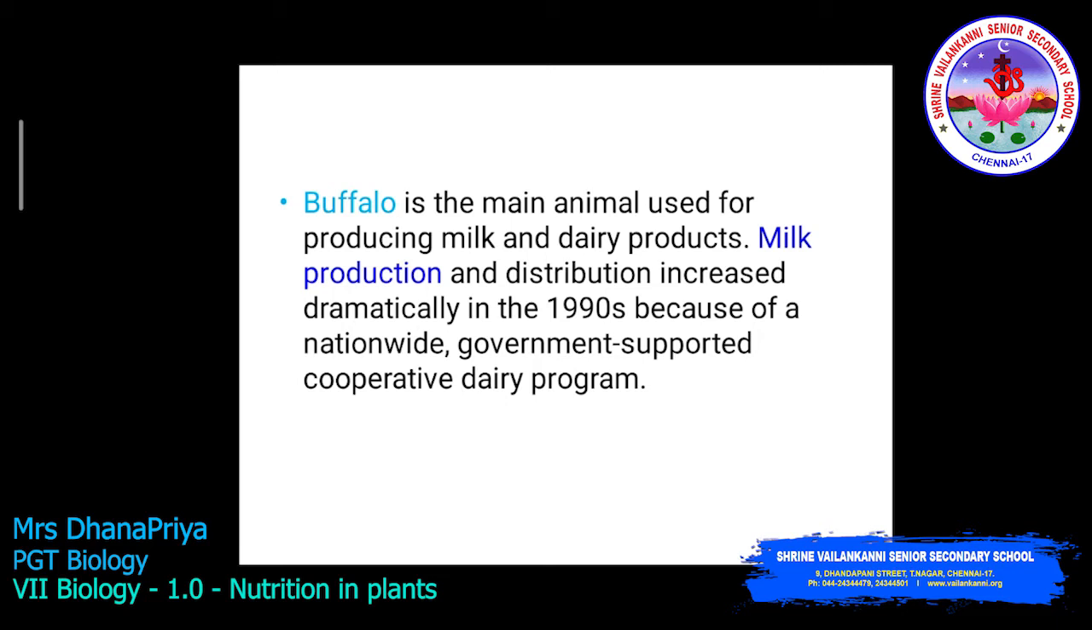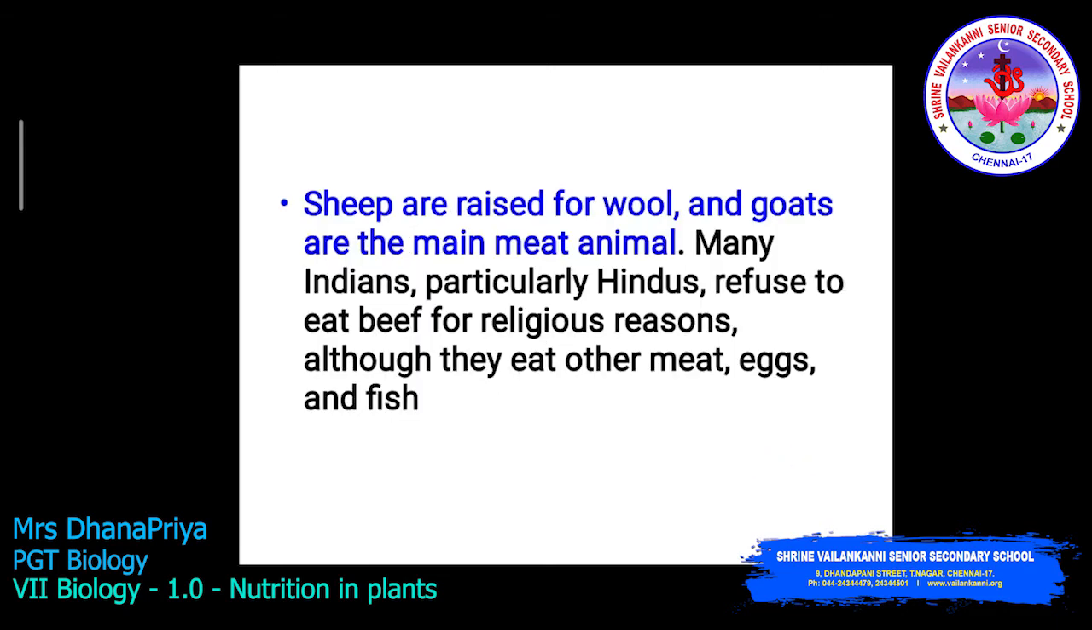Buffalo is the main animal used for producing milk and dairy products. Milk production and distribution increased dramatically in 1990 because of a nationwide government supported cooperative dairy program. So our white revolution is milk. Sheep are raised for wool and goats are the main meat animal. Many Indians, particularly Hindus, refuse to eat beef for religious reasons, although they eat other meat, eggs and fish.